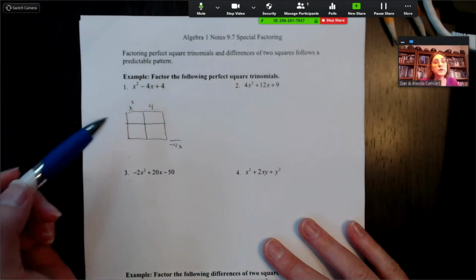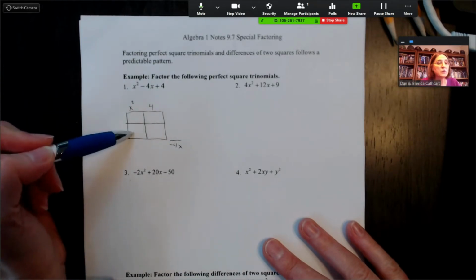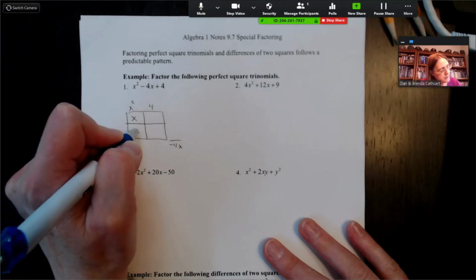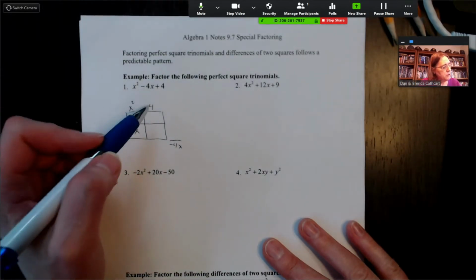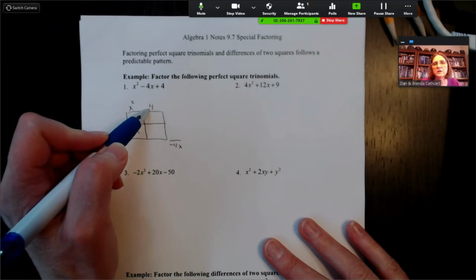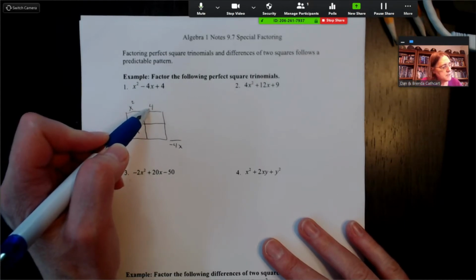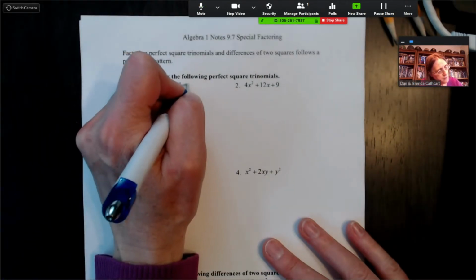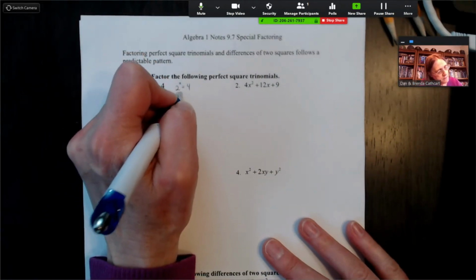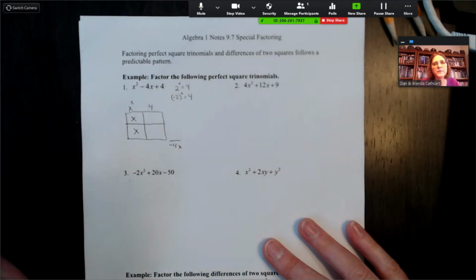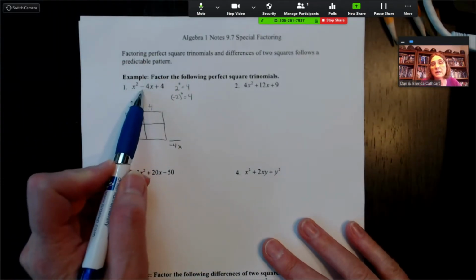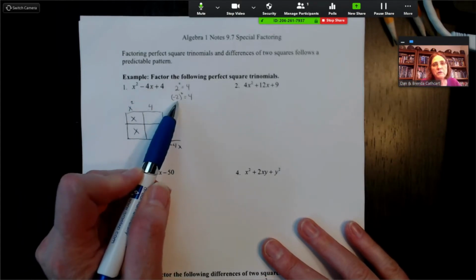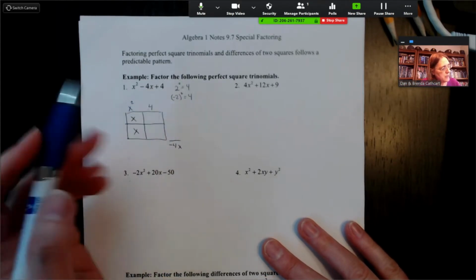Since these are perfect squares, the factors we're going to use to multiply to get x squared are both identical, x and x. We're going to do the same thing for our factors to multiply to get 4. It's a perfect square. It's either 2 squared to get 4, or negative 2 squared to get 4. In this case, since I need a negative in the middle term, I'm going to have to use negative factors. So I'm going to use 2 factors of negative 2.